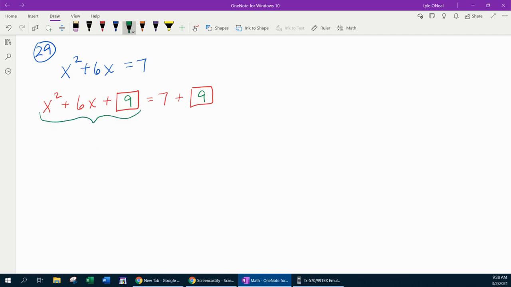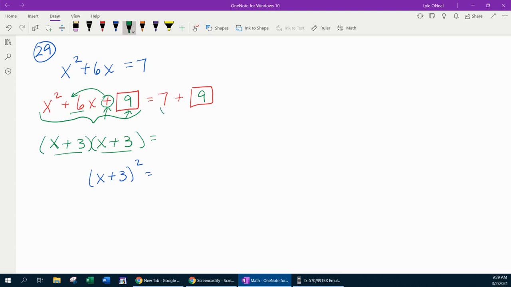Now, if you look at this new trinomial, this is now going to factor nicely. If we read the signs, they're both going to be positive. X and x to make x squared. And now look at this, numbers that multiply to make 9 and add to make 6, 3 and 3. And here's why we call that a perfect square trinomial. It's because these factors are identical and can be simplified to x plus 3 quantity squared.